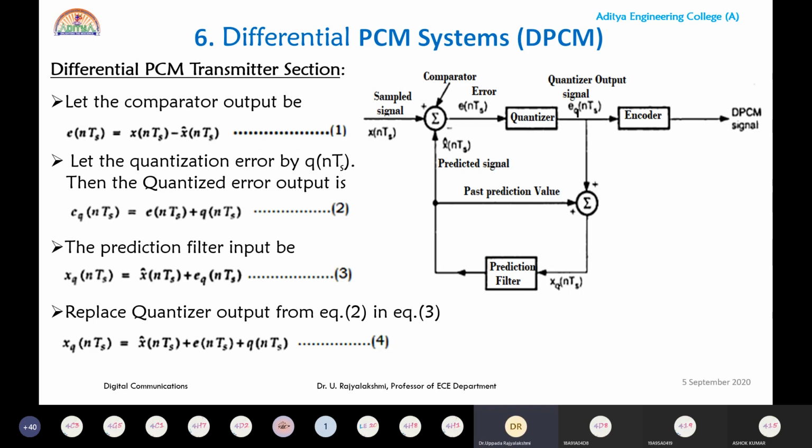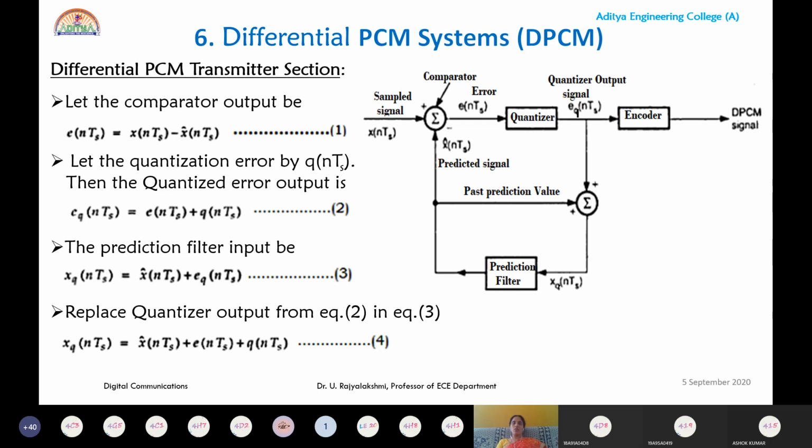Now every time the sampled signal is compared with the past value. Here you can observe the predicted signal. The predicted signal is nothing but the past sample data. x cap is nothing but the expected value. So the present sample data is every time compared with the past sample data, and the difference will be applied to the quantizer.